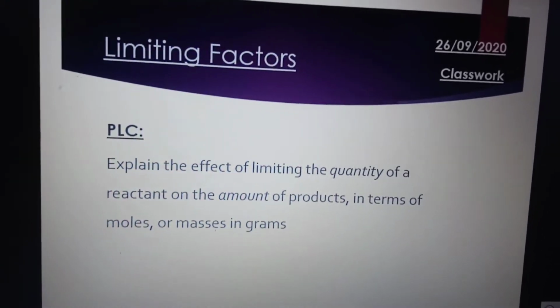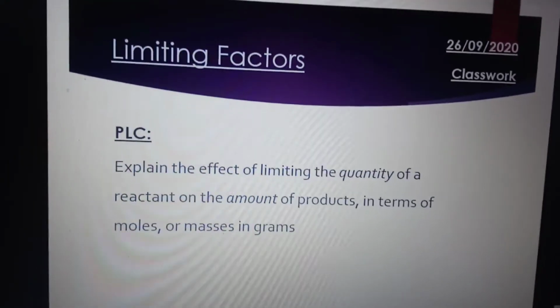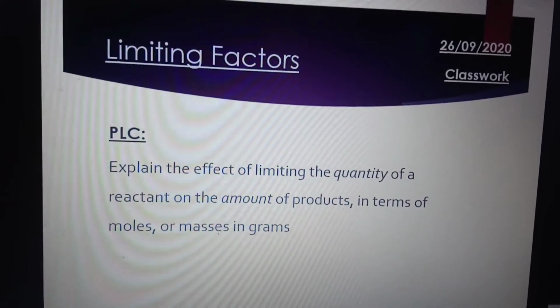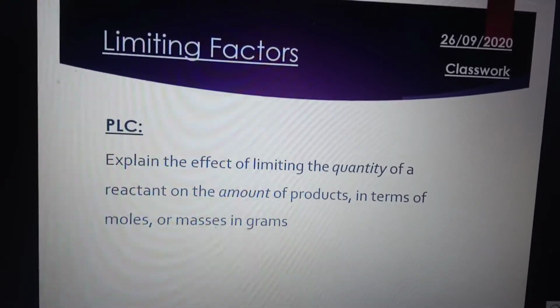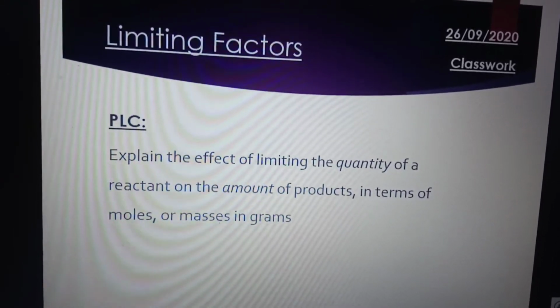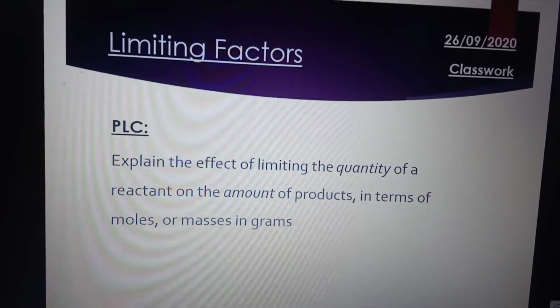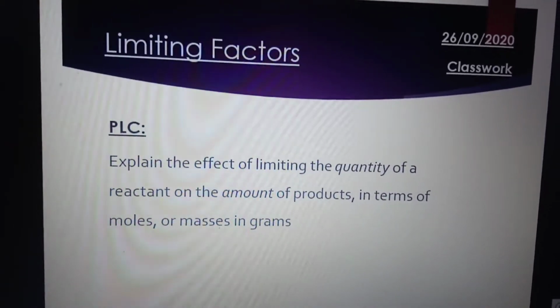Today we're going to be learning about limiting factors in chemistry, and we're going to be able to explain the effect of limiting the quantity of a reactant on the amount of products in terms of moles or masses in grams.